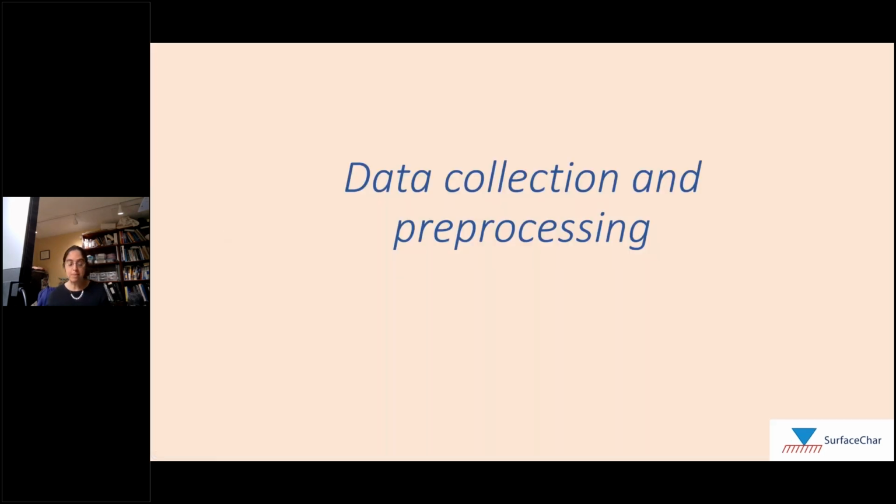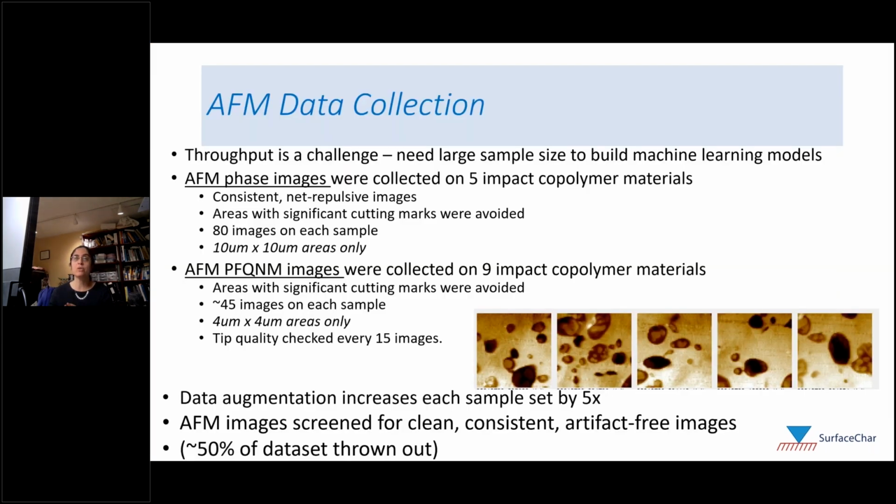Okay, so the first step in all machine learning experiments and measurements is data collection and pre-processing. And Bede already alluded to throughput being a real challenge for AFM, especially for machine learning, because you need a lot of data so that you can train the models well. And so we had two different kinds of data.